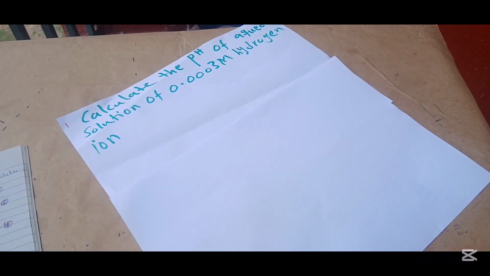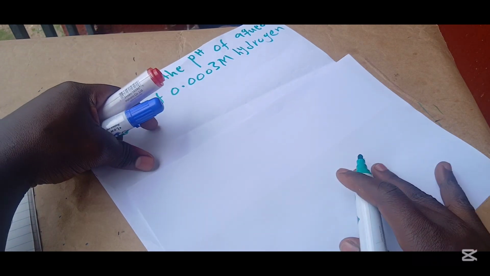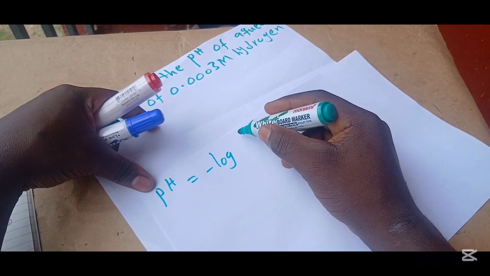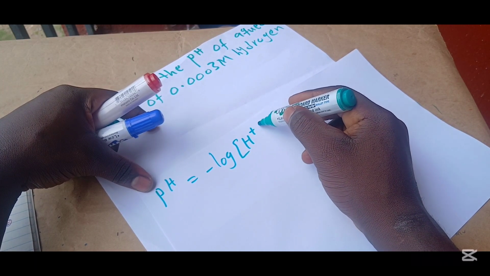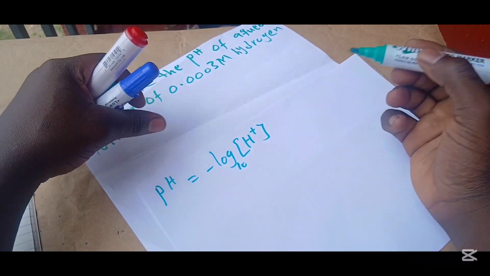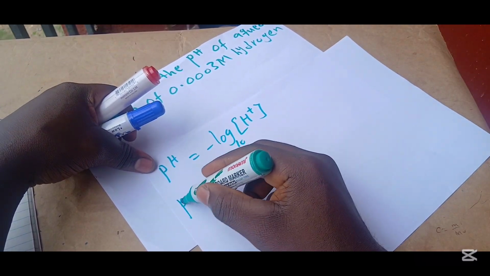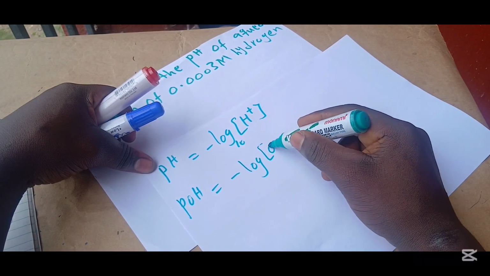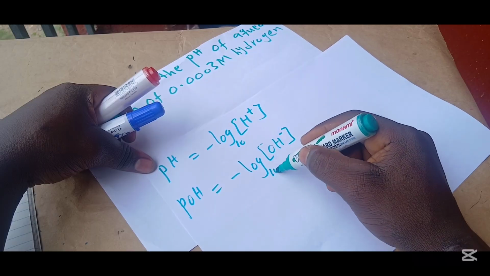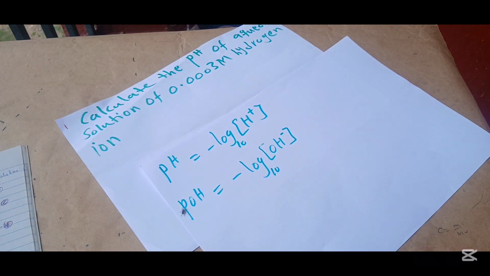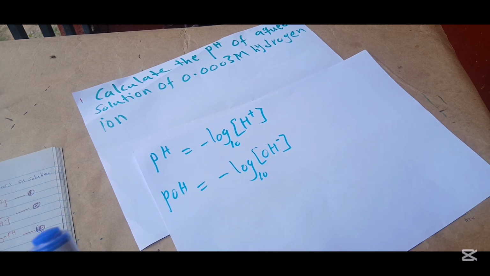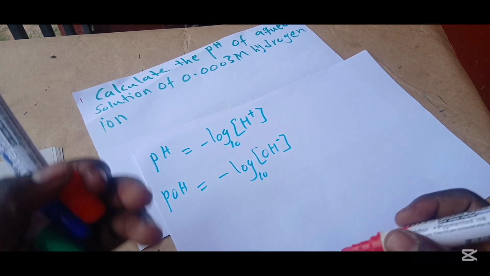Now let's look at the various formulas that we use to calculate the pH or pOH of a given substance. pH is equal to negative log of the hydrogen ion concentration to the base 10. And then pOH is equal to negative log of the OH ion concentration to the base 10. So these are the two basic formulas that you need to know.